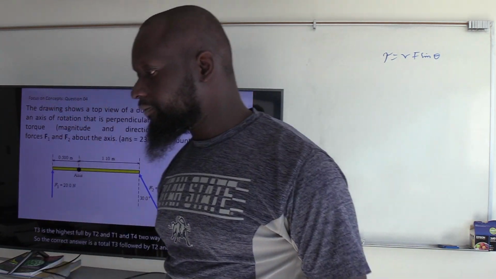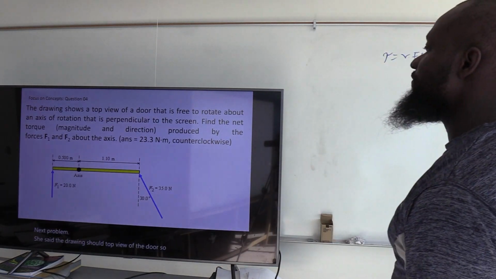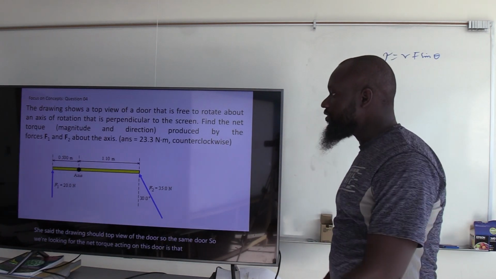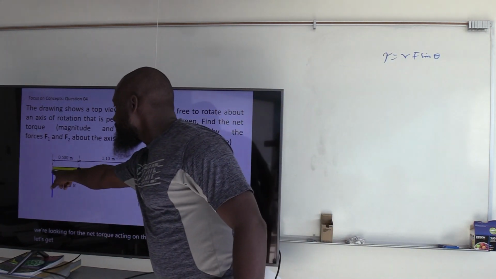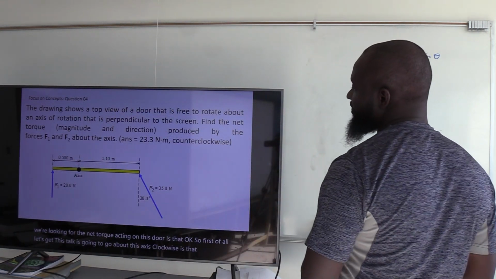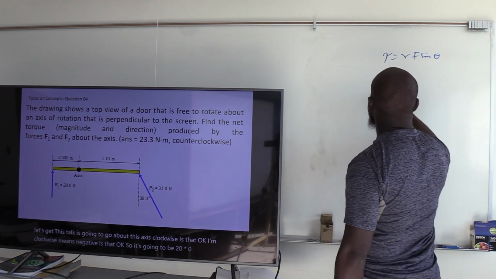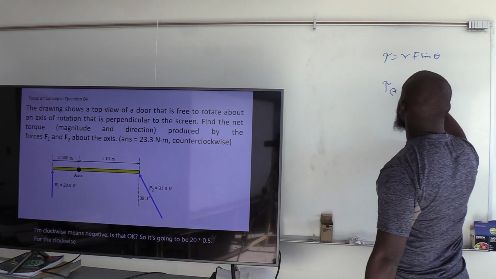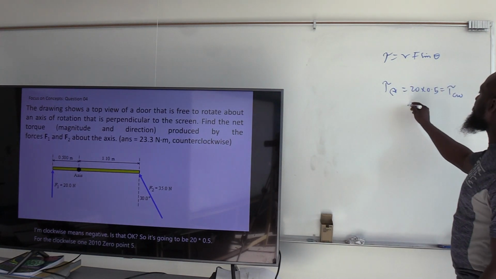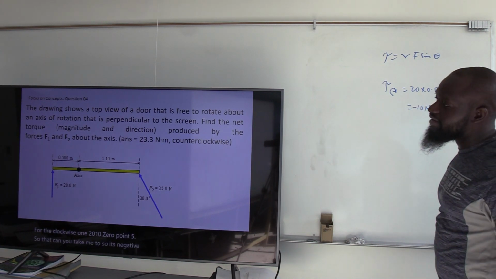Next problem. The drawing shows the top view of the door, so the same door. We're looking for the net torque acting on this door. Is that okay? First of all, this torque is going to go about this axis clockwise, and clockwise means negative. So it's going to be 20 times 0.5 for the clockwise one. I call it torque clockwise. So that's 10 Newton meters. It's negative when you're using clockwise, just the direction.